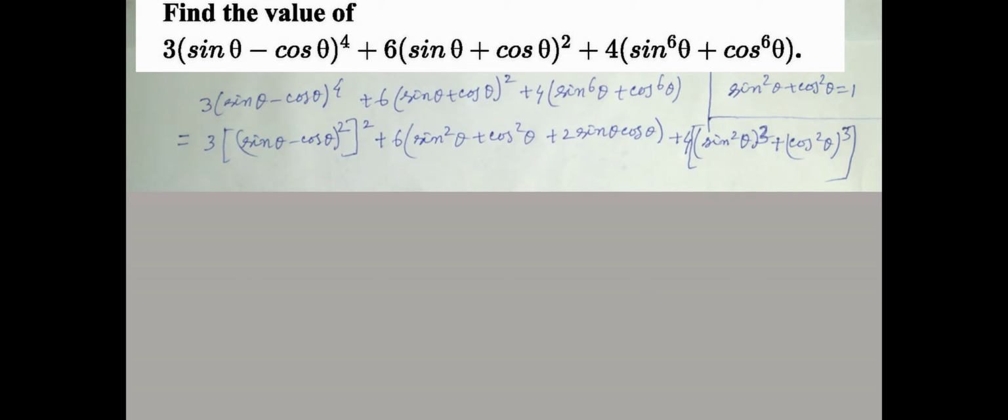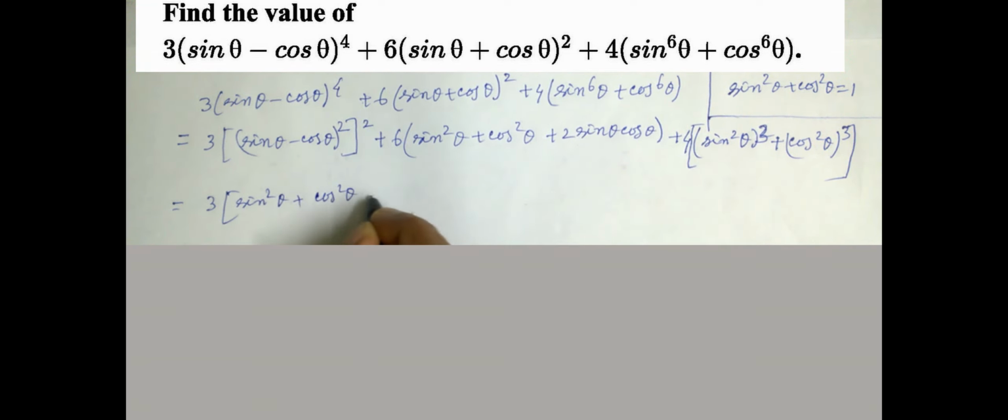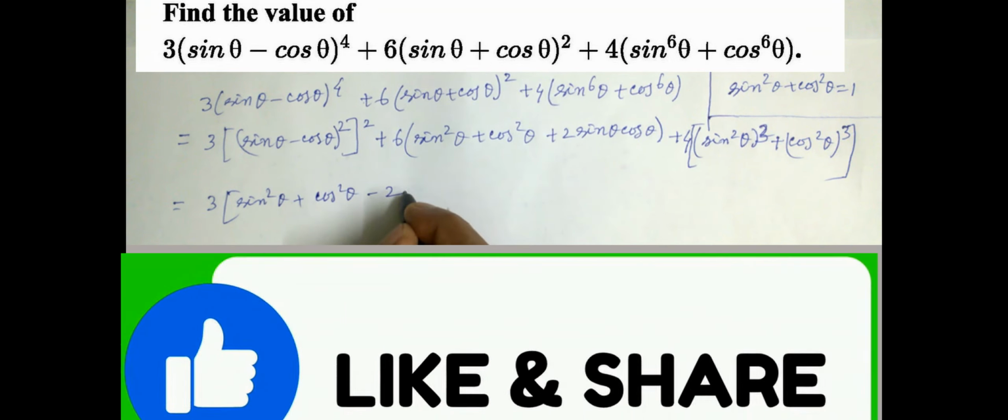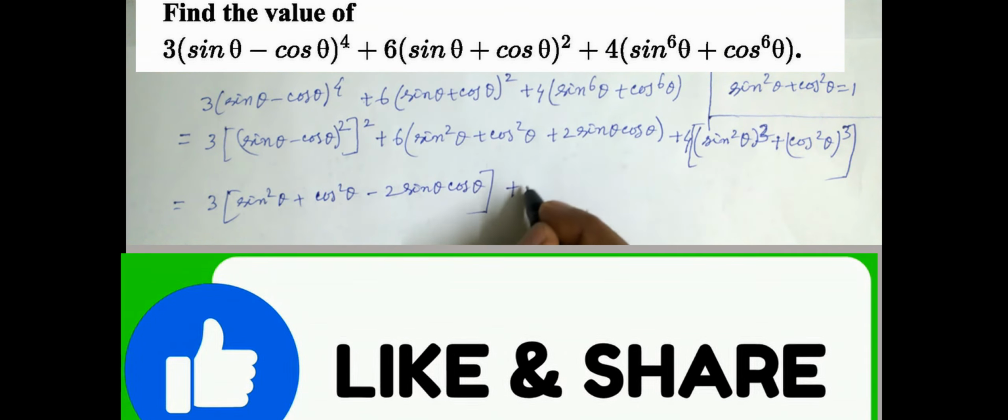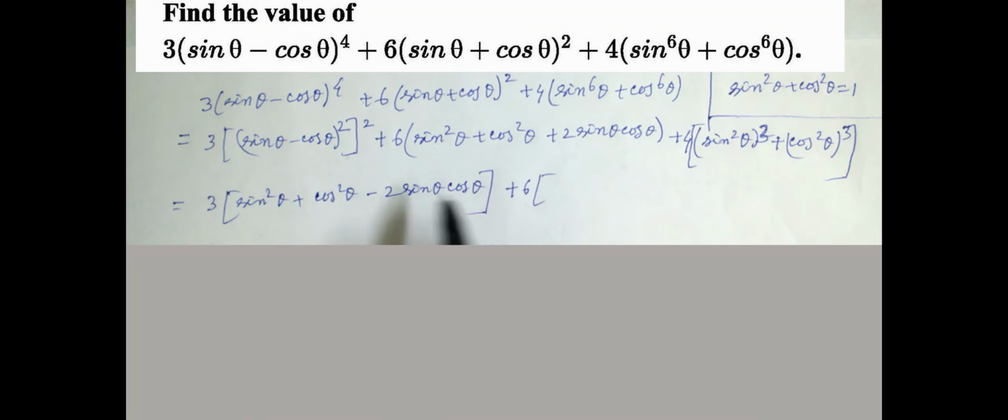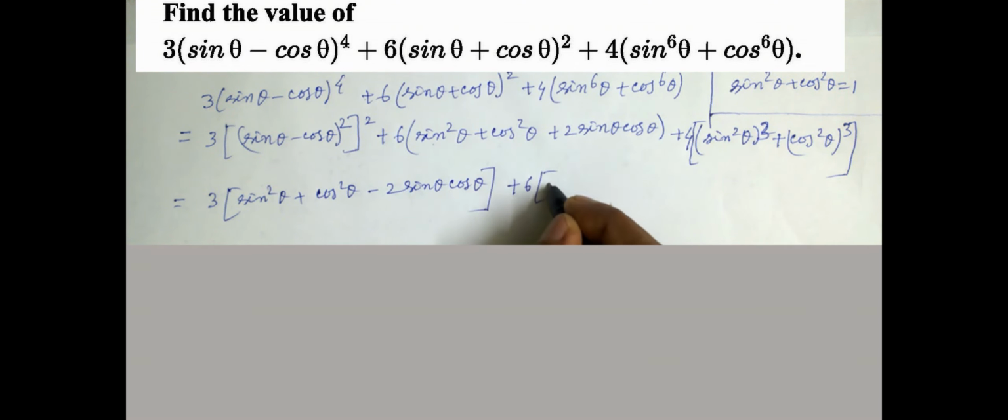So 3, here it will be (sin² θ + cos² θ − 2ab), where a means sin θ, b means cos θ, the whole squared. Now the second bracket, plus 6 (sin² θ + cos² θ), which is equal to 1. Here writing the formula, 1 + 2 sin θ cos θ as it is.